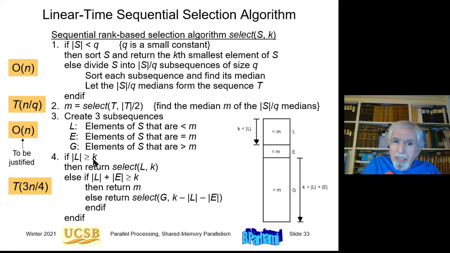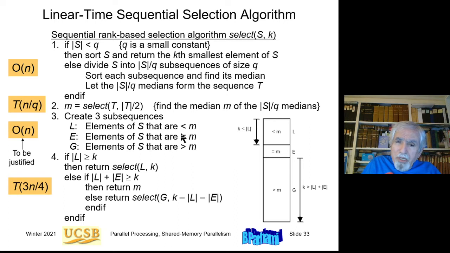If k is less than or equal to the size of L, then do the selection in list L. Else, if k is greater than the size of L plus size of E, then return m, otherwise return the k minus size of L minus size of E ranked element in this list G. Okay, so it's pretty easy.